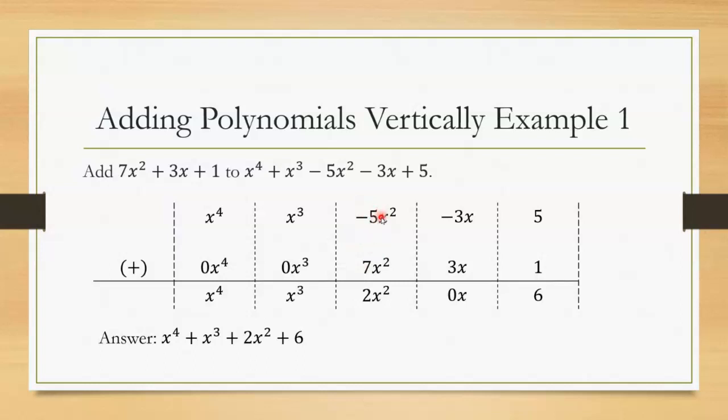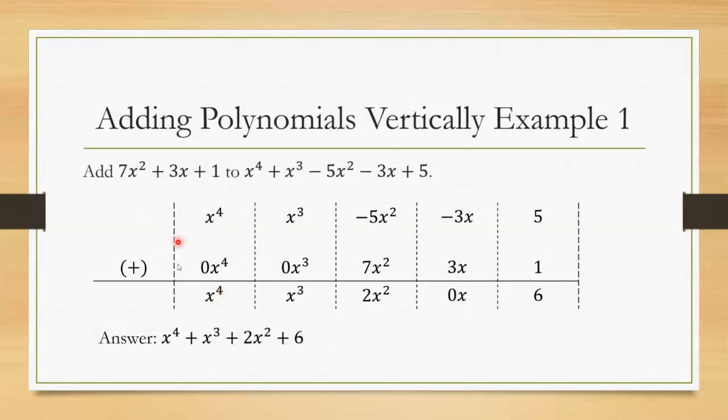So we have minus 5x squared, 7x squared, excuse me. We combine them, we get 2x squared. Negative 3x and 3x, you combine them, you get 0. 5 and 1, combine them, you get 6. And this was the same answer. I think we actually did this one by adding horizontally, and we got the same answer. So again, it's really the same idea. It's just, I think this is a little more visual. So, that's one example.